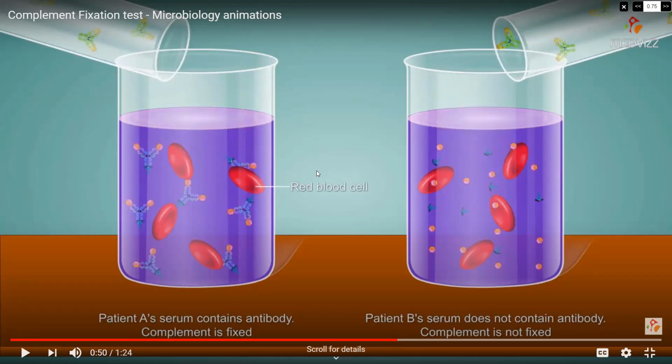Whereas in patient B, because there are no antibodies, those complement proteins and antigens that I've added, the calculated amount, will remain free. After that, I will add a little bit of red blood cells in both of them, sheep red blood cells. Okay, and following that, I will add antibodies against the RBC. Okay, antibodies that can kill the RBC or they can attach to the RBC.